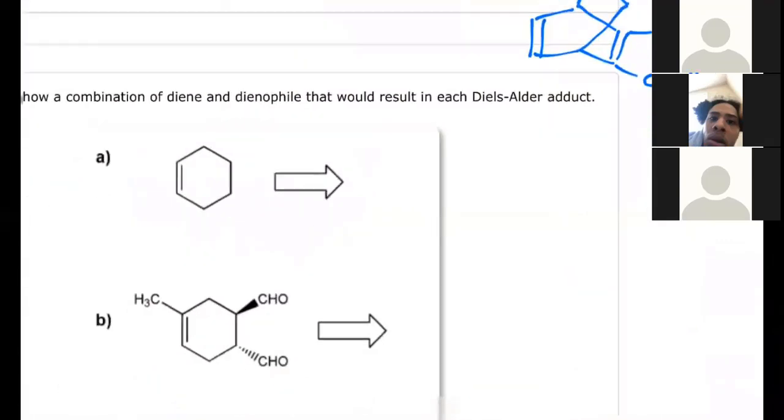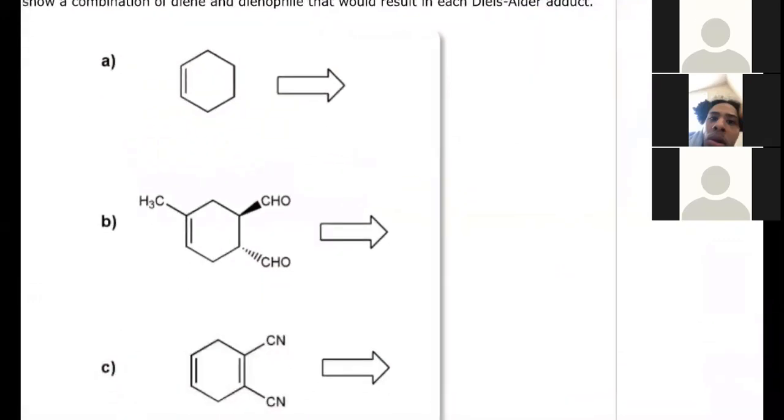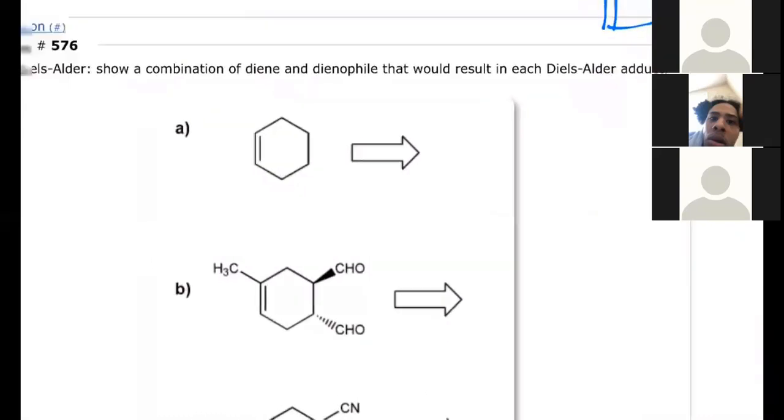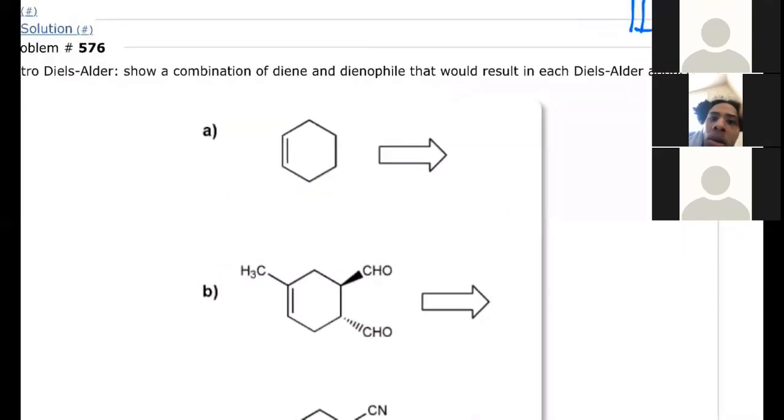All right, we need some volunteers to annotate the screen. A, this is all retrosynthesis. So how do you work from this product back to the starting materials? You can number them. You want me to number? All right.